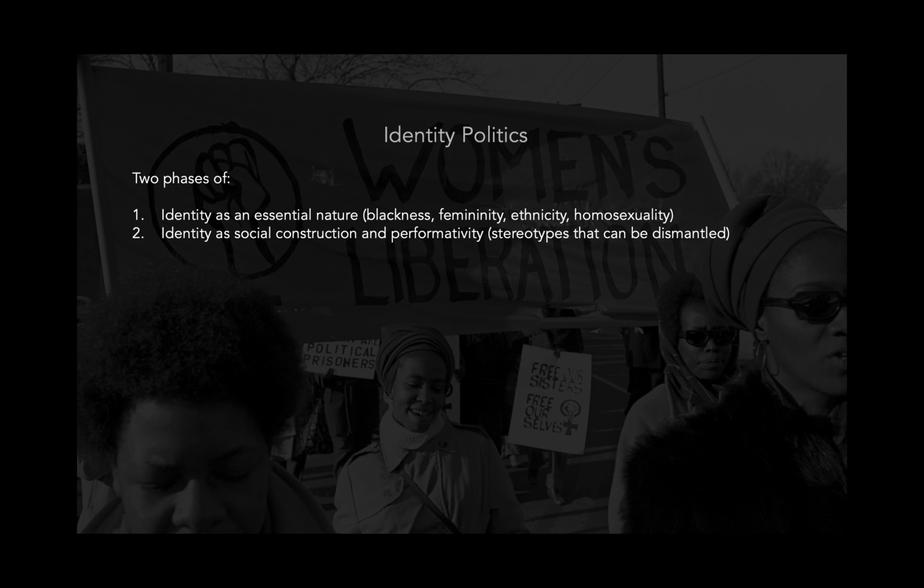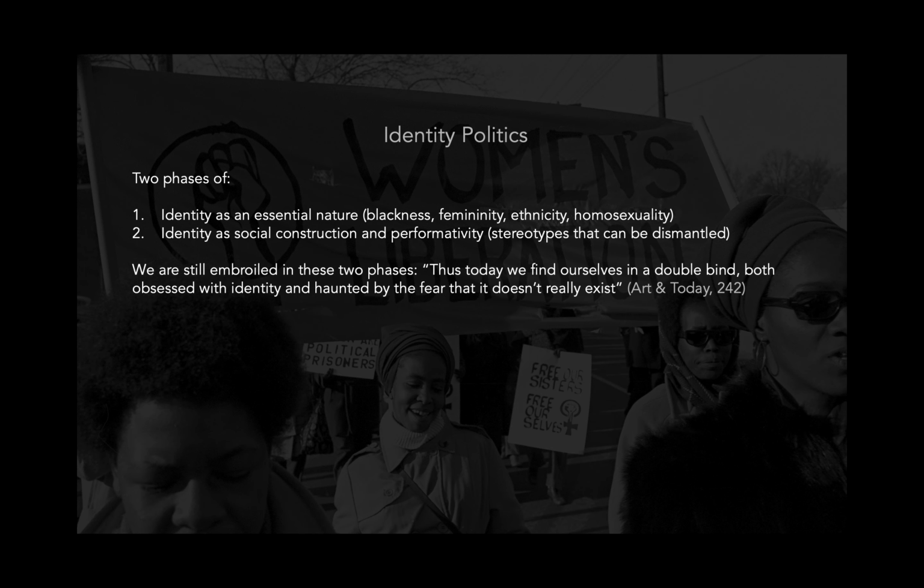And so the notion of identity ran along these two lines. There's a book called Art and Today, published by Phaidon, which has lots of different chapters based on specific topics. In the identity section of the book, the author says that we're still working with these two phases, and that we find ourselves today in a double bind. And this is the quote: we're both obsessed with identity, but also haunted by the fear that it doesn't really exist. So these are two phases that are diametrically opposed to each other, but they also seem to run in tandem and haunt each other. I think this is something we'll end up talking about when we get together.